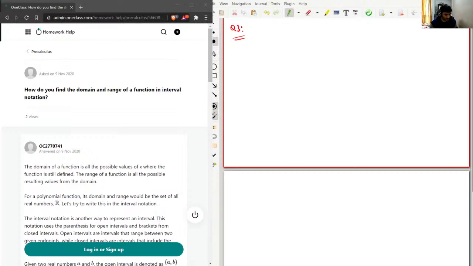Okay, so for the next question, it is asking how do you find the domain and range of a function in interval notation?